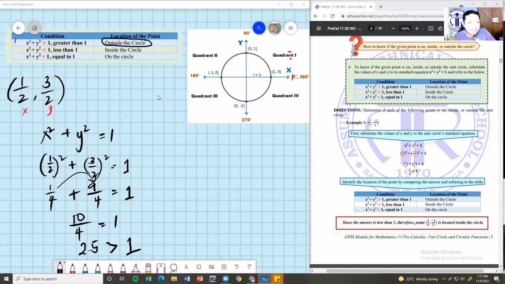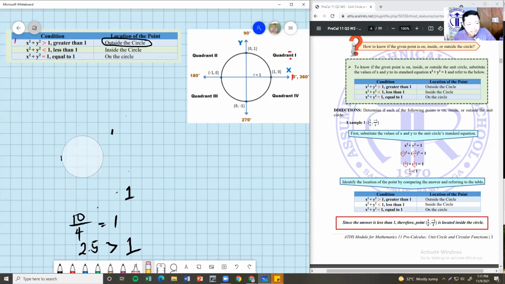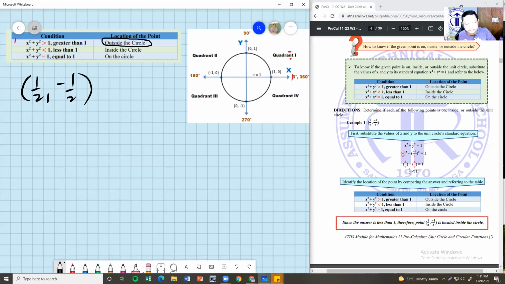Sir, there's no example yet of inside the circle. Oh, let's see. Ready? This time, I want you to solve it again. One more practice, one more try. Ready? Find the location of this point. Go. 1/2 and -1/2. Type your answer in the chat box when you're done.